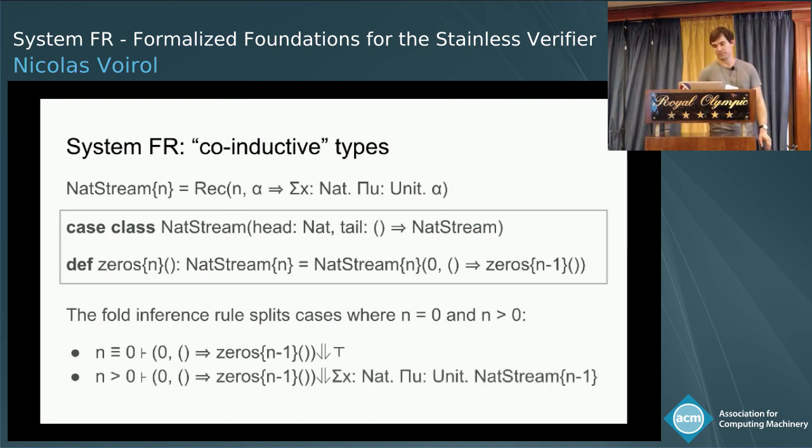And in the second case, you get n greater than zero, then you have to type check inside the body of the tuple, but then you also have to check that zeros does indeed have type unit to stream n minus one, and this is given by the type of zeros, which you can inductively assume here. So we get to type check this stream generator using our system without having to actually define any co-inductive definitions or types.